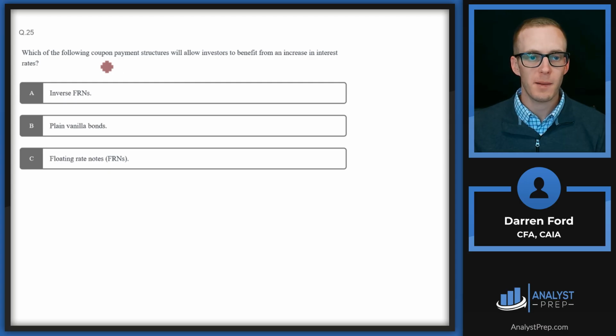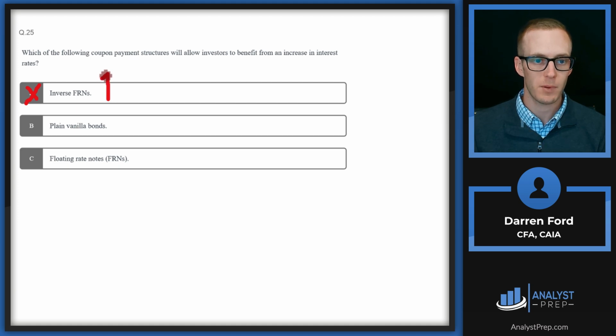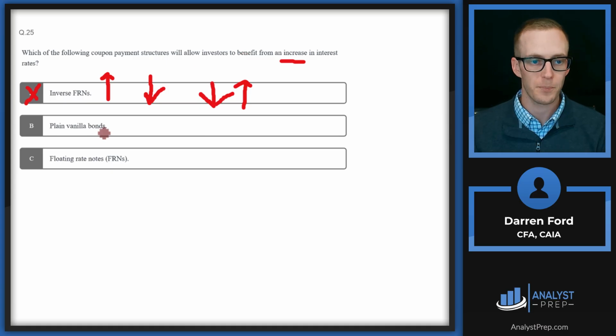Which of the following coupon payment structures will allow investors to benefit from an increase in interest rates? Is it going to be inverse floating rate notes? It will not be inverse floating rate notes. With an inverse floating rate note, the coupon is going to fluctuate inverse to the increase in interest rates. So if rates go up, our coupon here is going to go down. So they would benefit from a decrease in interest rates because the coupon would go up.